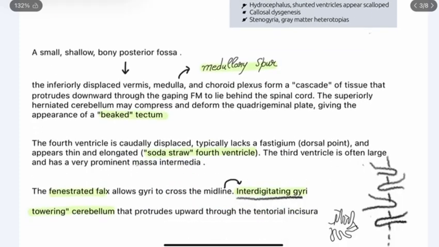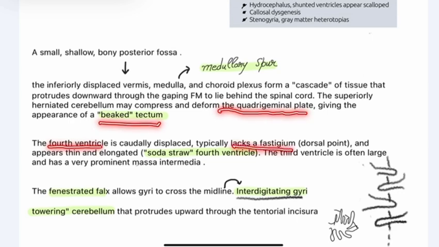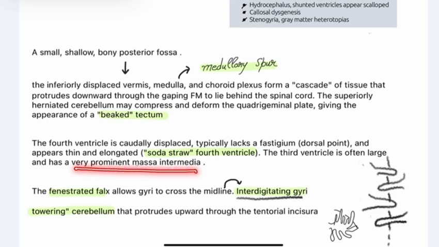Now let's study the theory. There is a small shallow bony posterior fossa as we have seen. This leads to the inferior displacement of vermis and medulla. Medullary spur formation we have already seen, and choroid plexus. All these protrude downward through the gaping foramen magnum and lie behind the spinal cord. And we have seen how the cerebellum has herniated superiorly. It compresses and deforms the quadrigeminal plate, giving rise to a beaked tectum. There is caudal displacement of the fourth ventricle and it lacks fastigium. This leads to the soda straw appearance of the fourth ventricle. The third ventricle is often enlarged and there is a very prominent massa intermedia.